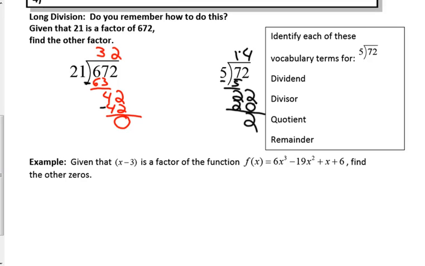Okay? All right. So let's talk about some vocabulary. Remainder, quotient, divisor, dividend. Divisor is the thing in the front. So that's 5, my divisor. And what other one do you know? Quotient. What's my quotient? 14, right? Because quotient means the answer to a division problem. Remainder's 2. So what's left? What's the dividend?